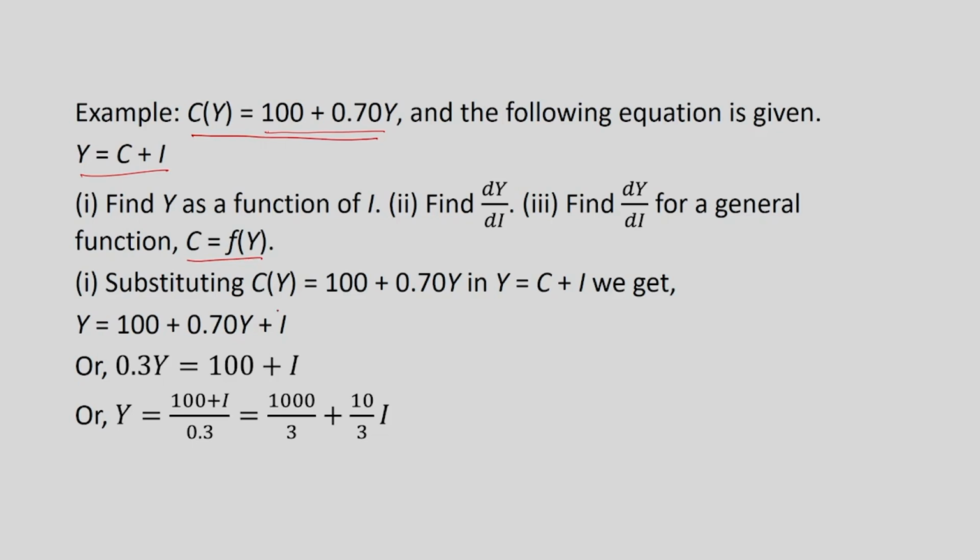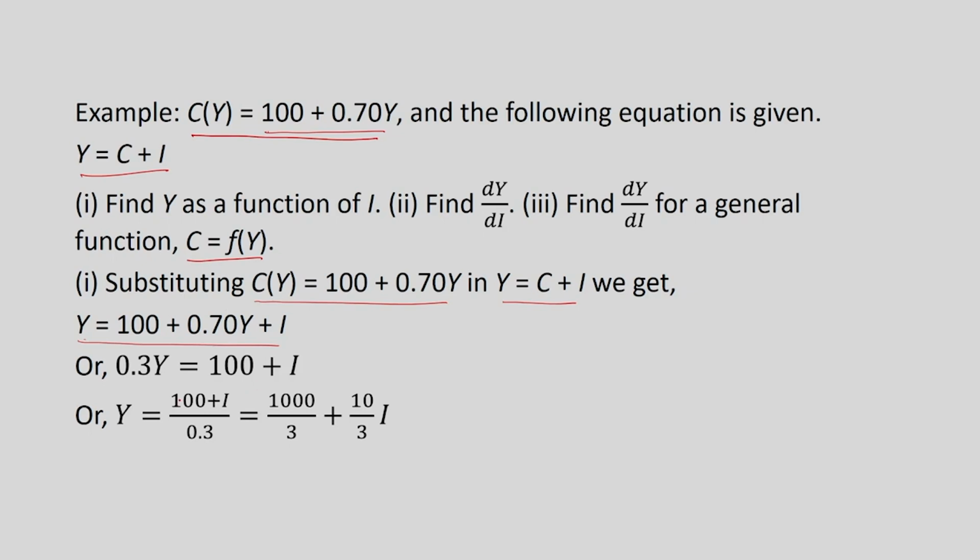So, we substitute this particular function which is given to us, the consumption function, into this macroeconomic identity Y is equal to C plus I. And if I do that, I get Y is equal to 100 plus 0.7 multiplied by Y plus I, right. So, then I have to find out Y as a function of I.